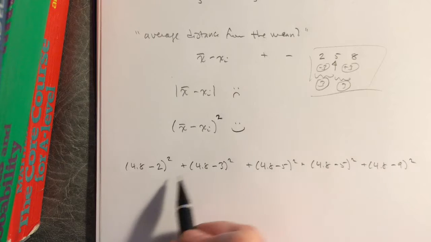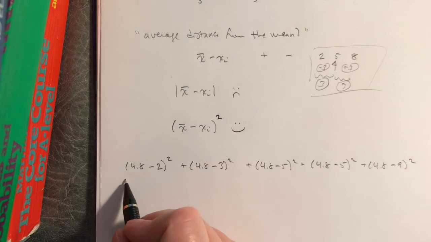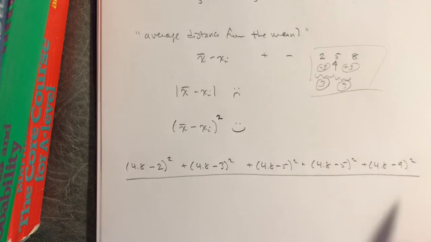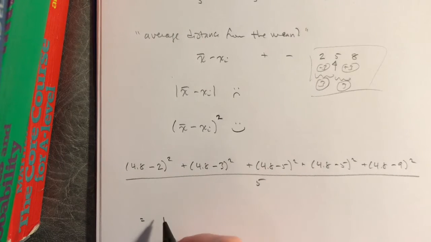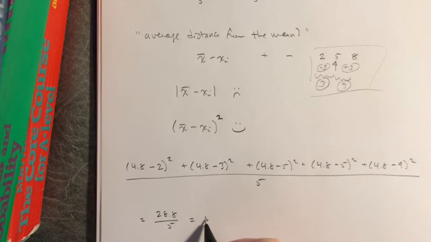The distances from the mean, and I've squared to get rid of any negatives. And then if I want the average of that, I want the mean. That's a particular average. I'm going to divide by 5. That calculation, which is a lot to write out, will shake out as 28.8 over 5, which is 5.76. And that's the variance for my data set.